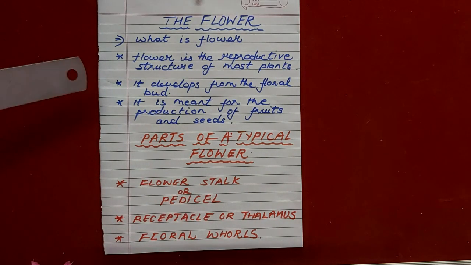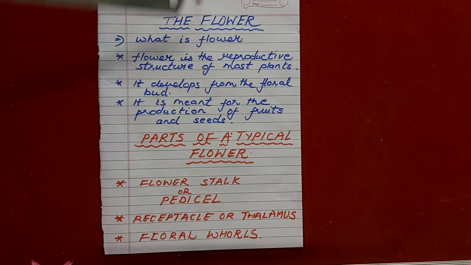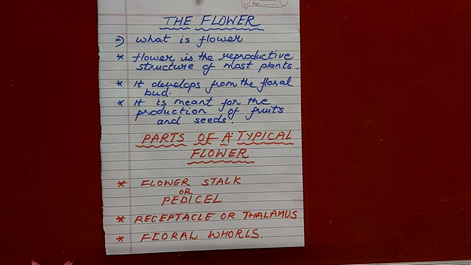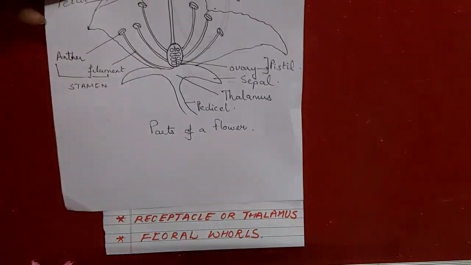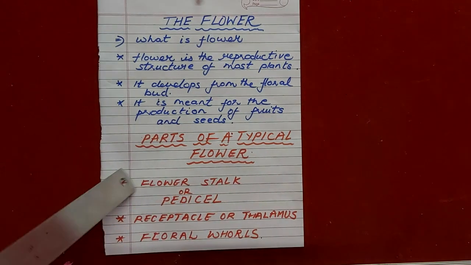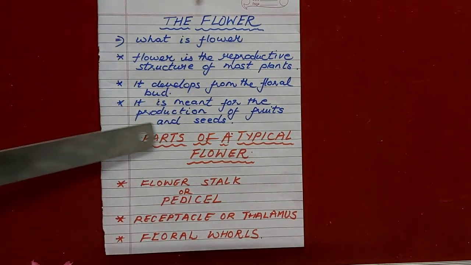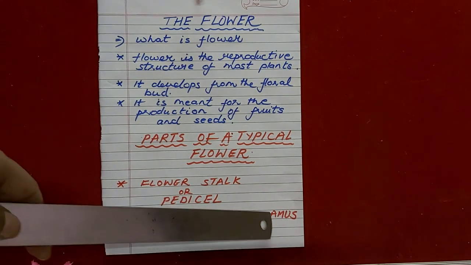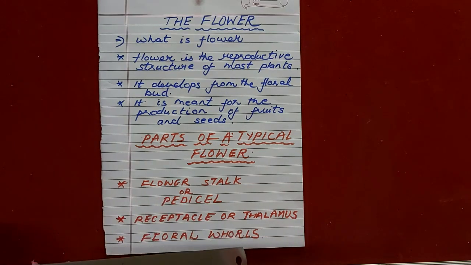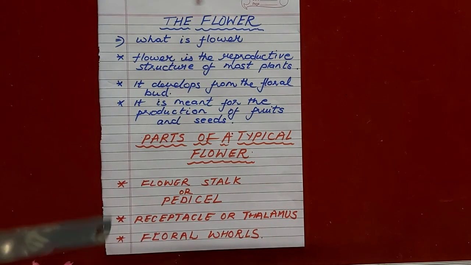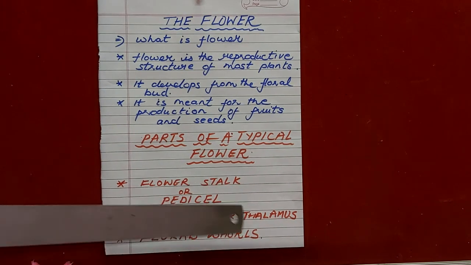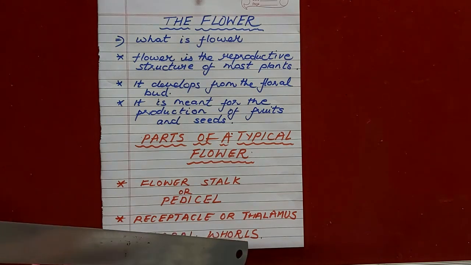As we have done the parts of a typical leaf, in the same way we will do the parts of a typical flower. A flower has typically three parts. See, I have made a diagram also for you. Flower has mainly three parts: flower stalk or pedicel, receptacle or thalamus, and floral whorls.